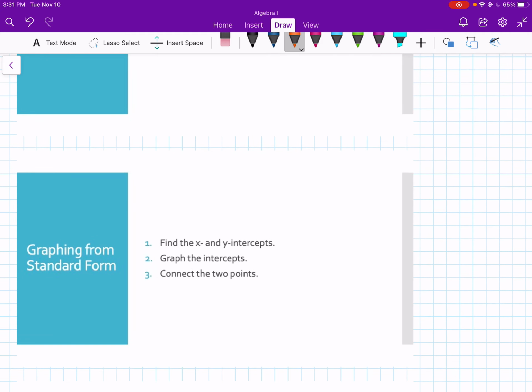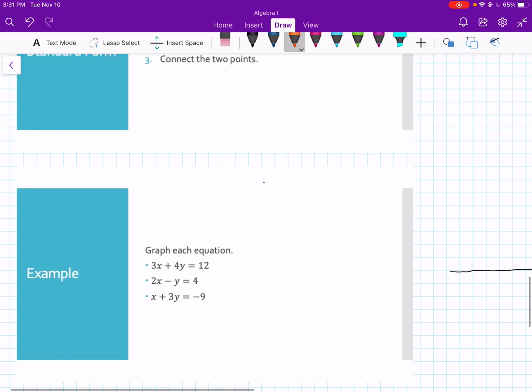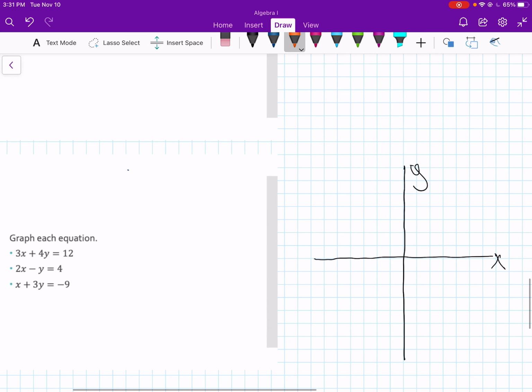That's going to help us graph equations in standard form because we need to find those intercepts, graph them, and then connect the 2 points. So let's look at what this is going to look like.